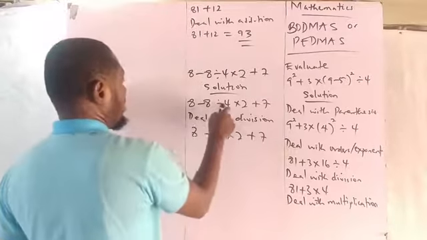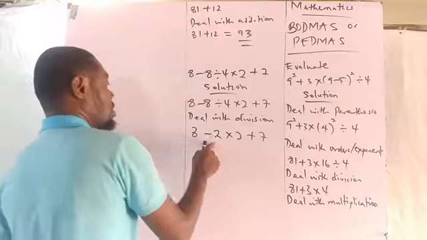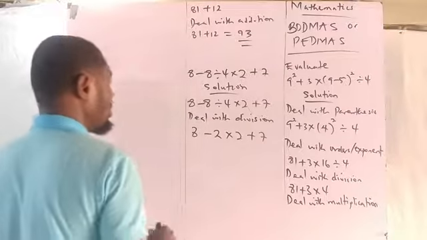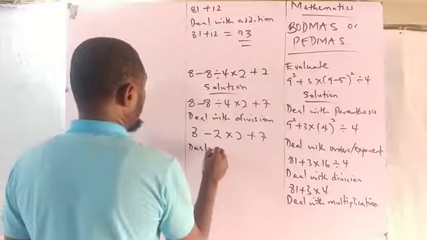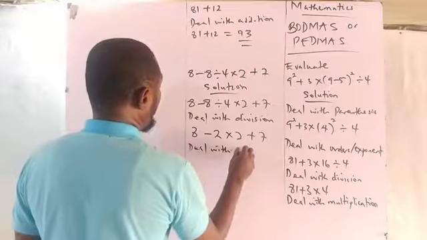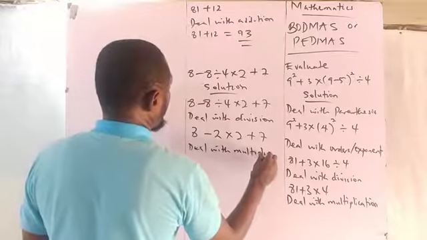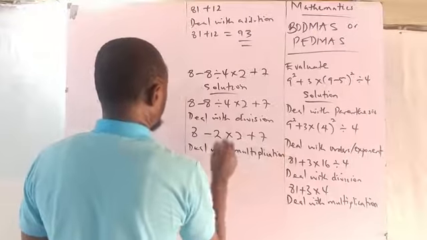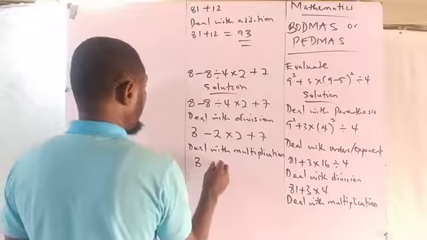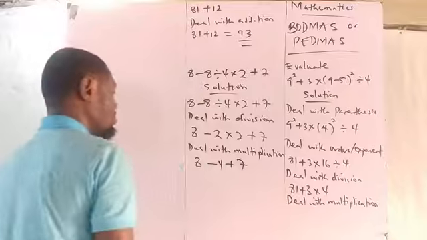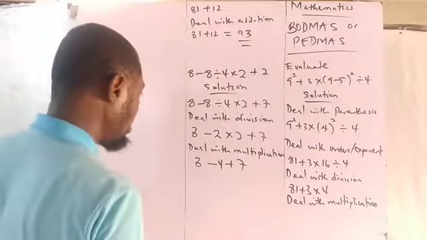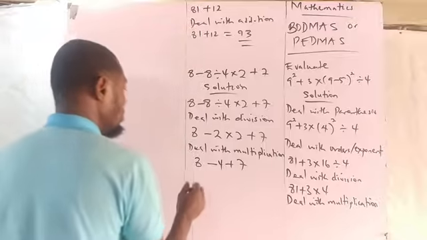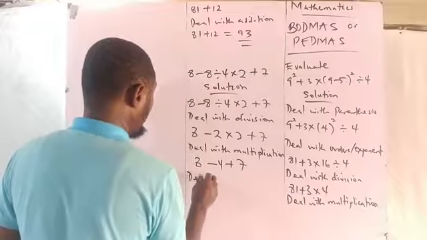If you divide 8 by 4, you have 2. Good. After that, we have multiplication. So deal with that. Deal with multiplication. You have 8 minus 4 plus 7. What follows? Addition. Good. So you deal with addition.